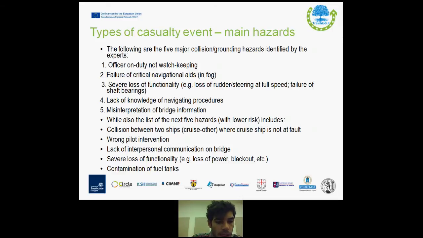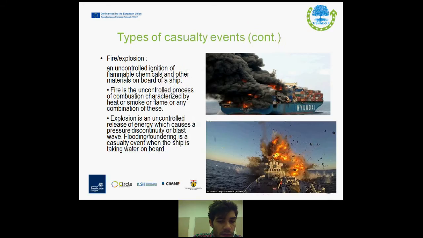Further on, from the classification of maritime casualties, we can distinguish again the fire and explosion, which can occur. Fire explosion is an uncontrolled ignition of flammable chemicals and other materials on board of a ship. Fire is the uncontrolled process of combustion characterized by heat or smoke or flame or any combination of the above. While with respect to the explosion, the latter is an uncontrolled release of energy which causes a pressure discontinuity or blast wave.